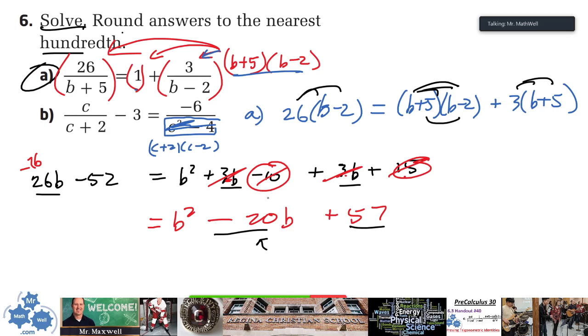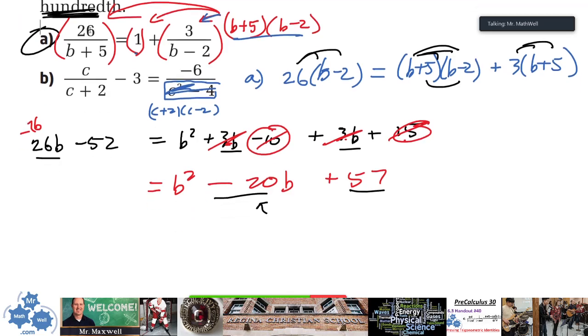Is anybody agreeing with me there? I'm not seeing that. Okay, so we had a little bit of a clue here in the question, didn't we? Answers to the nearest hundredth. So guess what? We're probably going to have to either graph and find the intercepts.